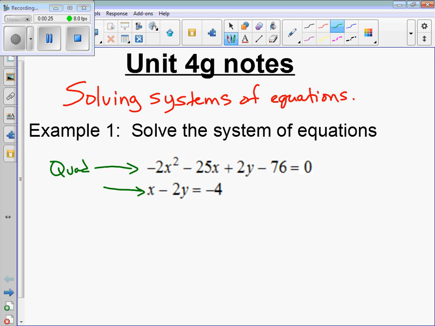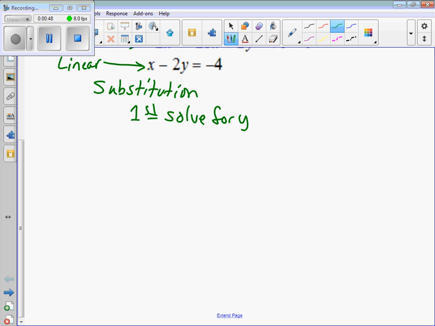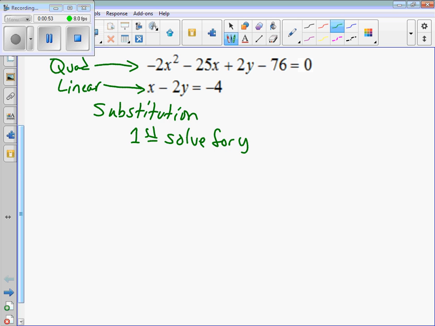So when you're solving a quadratic and a linear, there are multiple ways to solve this, but the easiest way, I believe, is to use substitution. To use substitution, you should solve one of the equations for y. You can do both, but I tend to do the linear equation, so that x minus 2y equals -4.